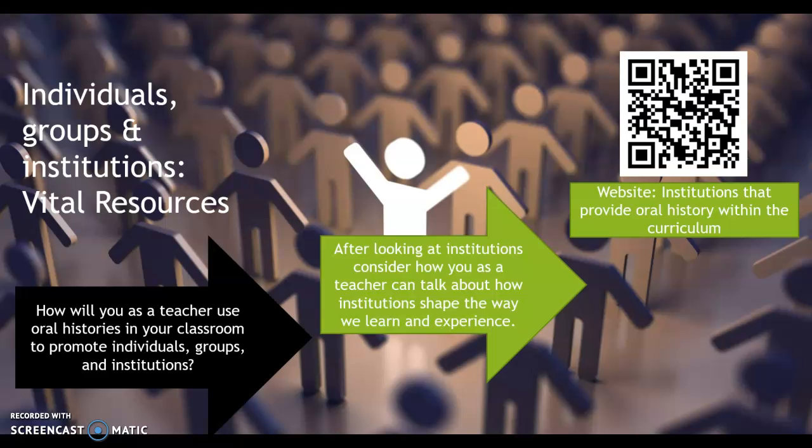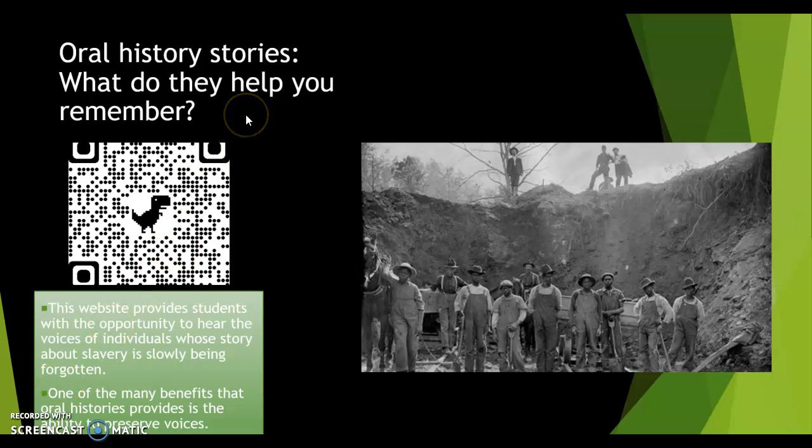We also talk about individuals, groups, and institutions, vital resources for students. Students make decisions based on individuals, groups, and institutions. Students' ideas are shaped by individuals, groups, and institutions. But how will you as a teacher use oral histories in your classroom to promote individualization, group work, and different institutions? What do institutions help us learn? As we move on, we're going to be talking about institutions and what they help us remember.